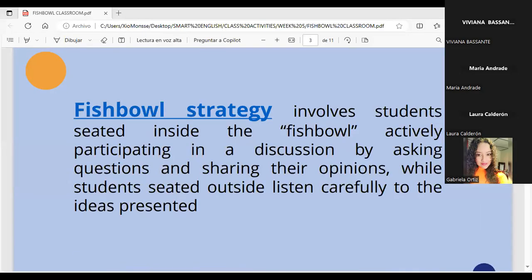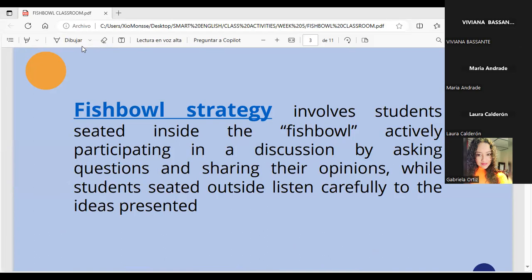Okay. Fishbowl strategy, and after that we're going to look at, if you can imagine when you are reading, what this is about. This strategy involves a student sitting inside like a fishbowl. They have to act, they have to participate in a discussion. That's why you're not going to organize this strategy inside your classroom.